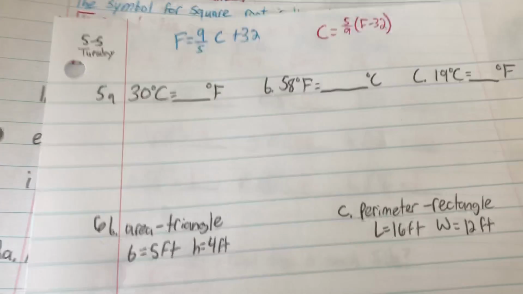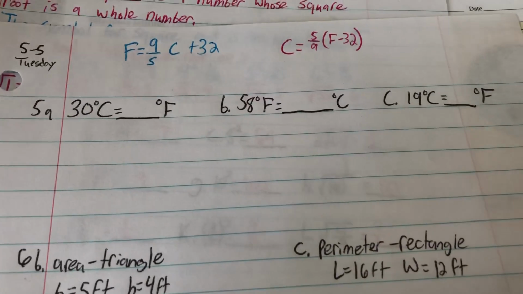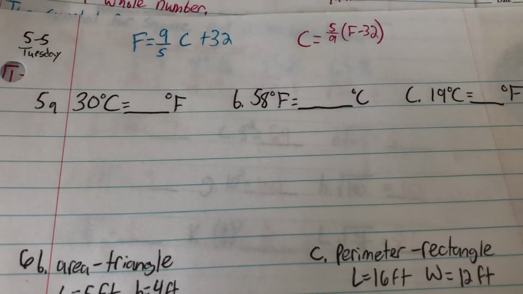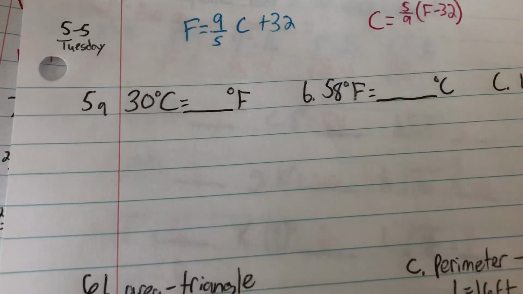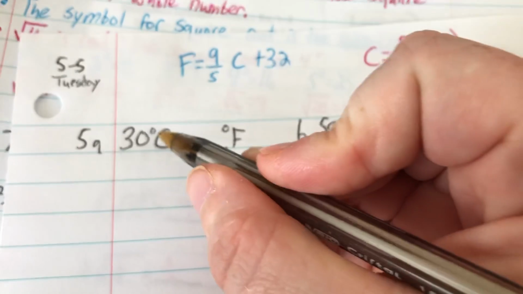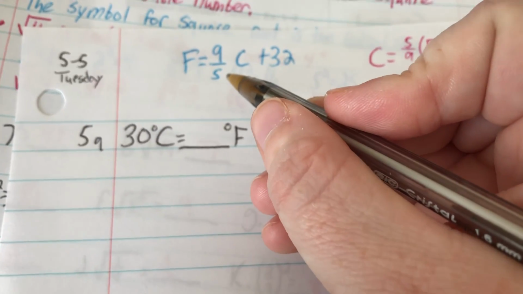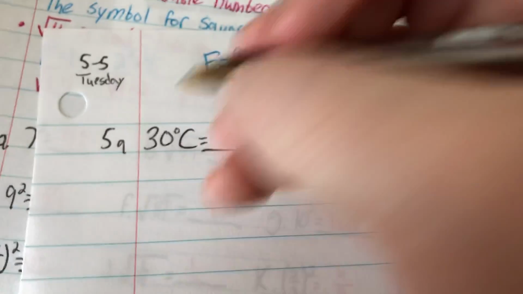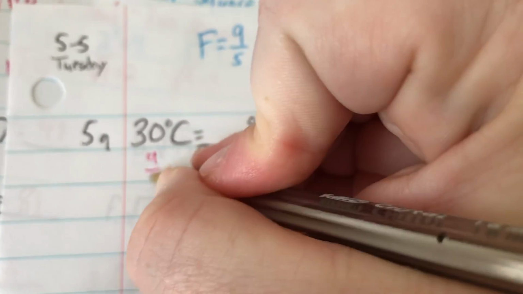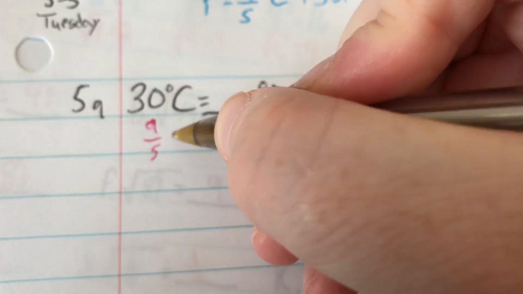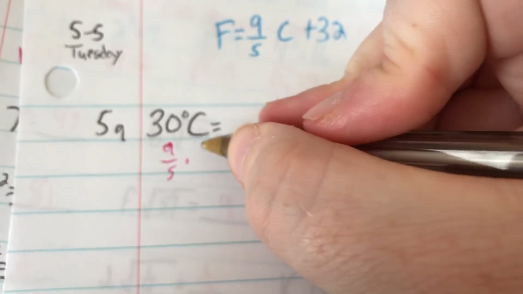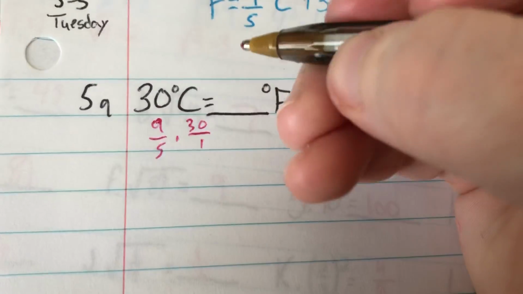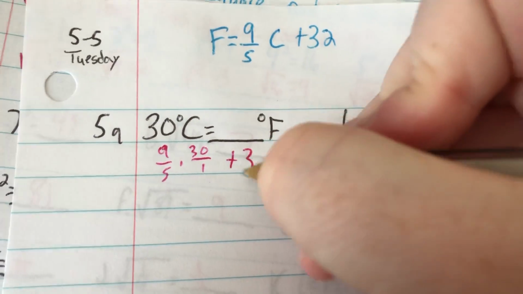Okay, and then for the next section, we have some Fahrenheit and Celsius conversions. For 5A, we're taking 30 degrees Celsius and making it Fahrenheit. So my formula for that is 9/5 times C plus 32. So 9 over 5 times, my degrees is 30. So 30 over 1. Well, and then I'm going to eventually add 32.